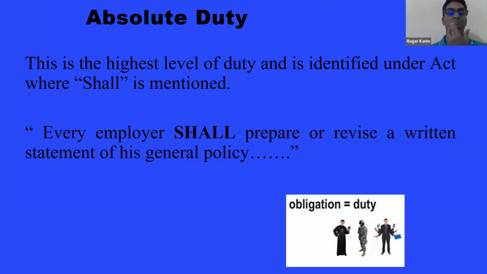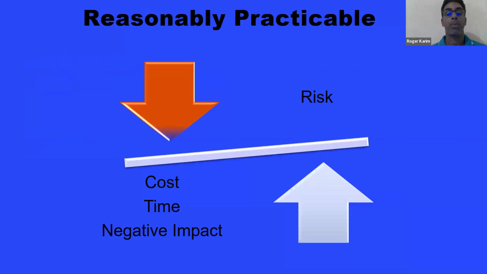So the absolute duty, the highest level of duty, as I indicated, is when you see the word shall. One example in legislation is every employer shall prepare or revise a written statement. So that refers to a policy statement, right? So every employer in Trinidad and Tobago shall have a written safety policy, right? So that's absolute. Reasonably practicable, you have to balance the cost, the time, and the effort against the risk, and it must be a balancing act.